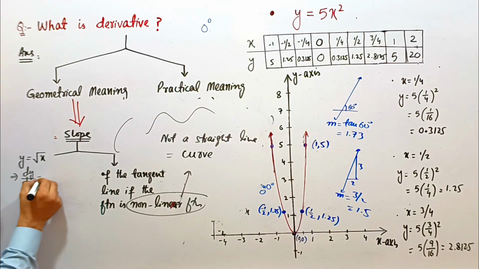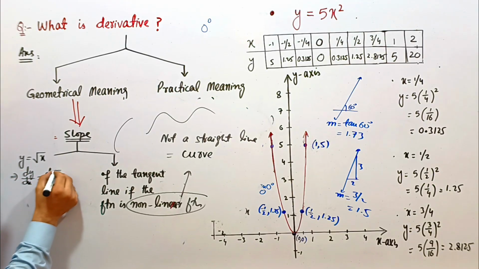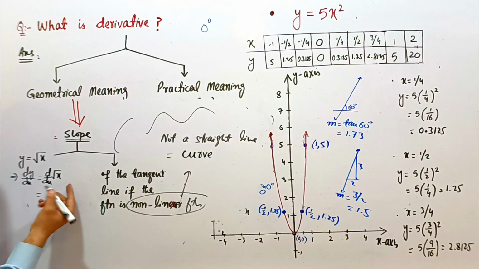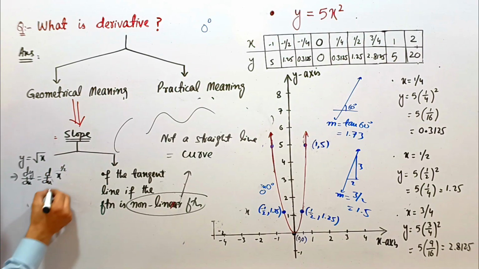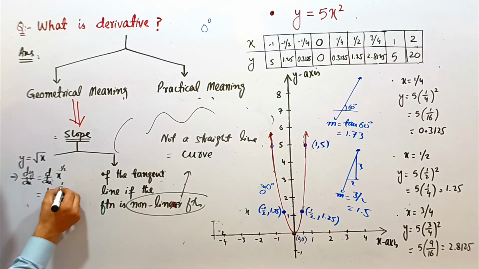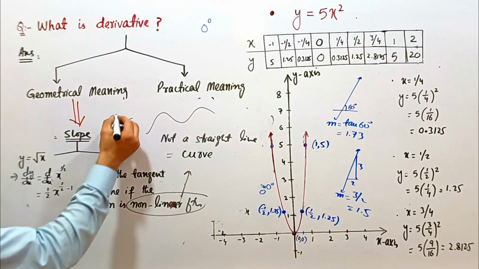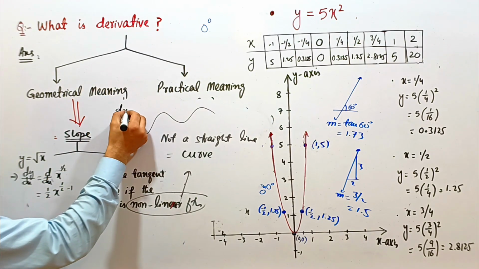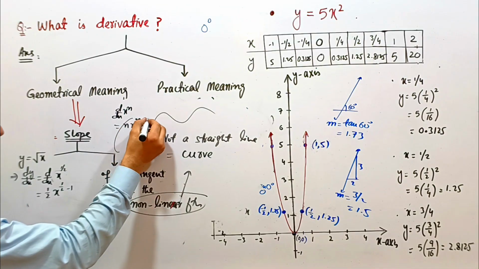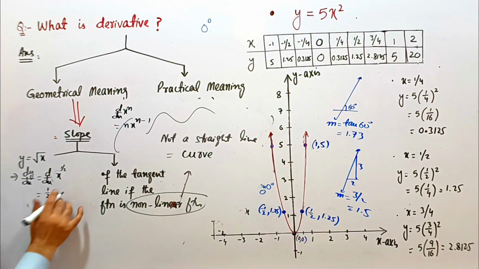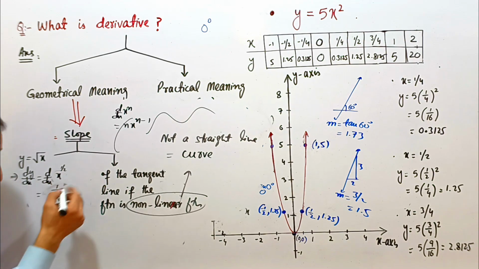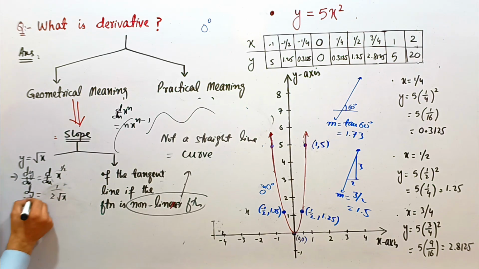d by dx, the derivative with respect to x. I hope you know the power rule: it's power 1 by 2. Subtract 1 from the power, and bring the power before the function. This is the power rule. The derivative of x to the power n is equal to n x to the power n minus 1. Right, students? This is minus 1 by 2, so it will go in the denominator. The power will be 1 by 2 square root of x. The derivative is equal to 1 by 2 square root of x.